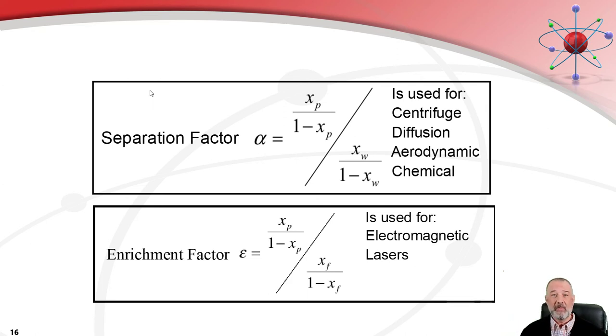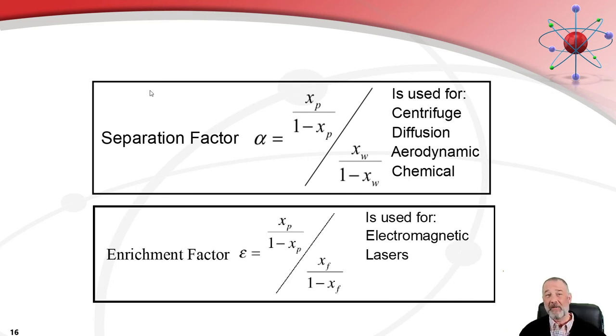Now we have two variables, lowercase x, right, with a subscript P and a subscript W. So this means that our separation factor is entirely determined by, or consists of, the difference between the percentage of enrichment coming out in the product versus the percentage coming out in the waste. It doesn't even matter how much we started with, right? This factor only considers the difference between the product and the waste.